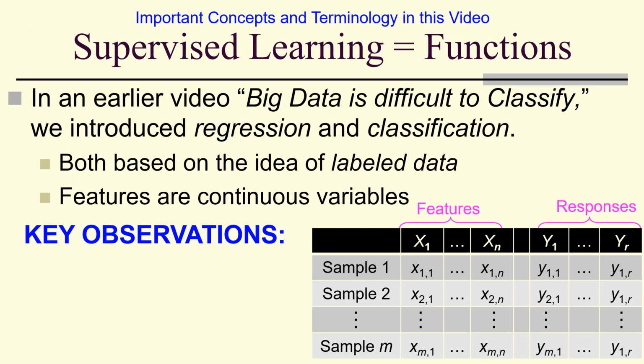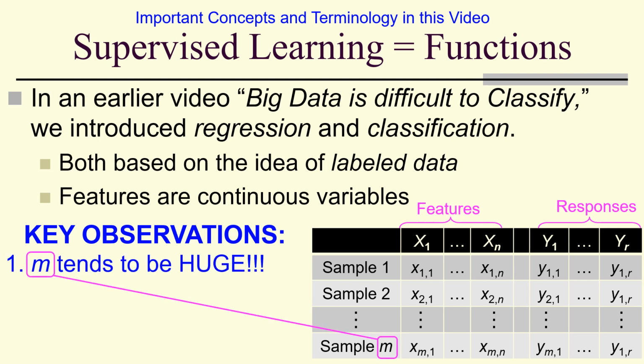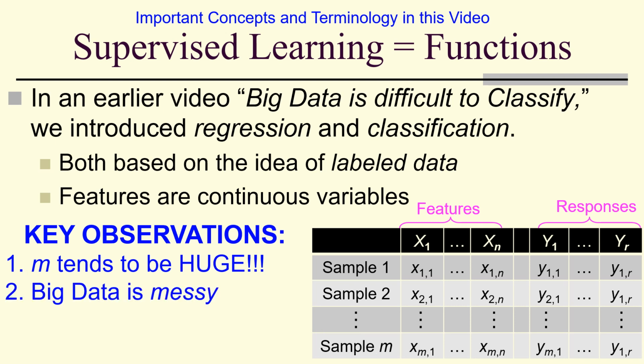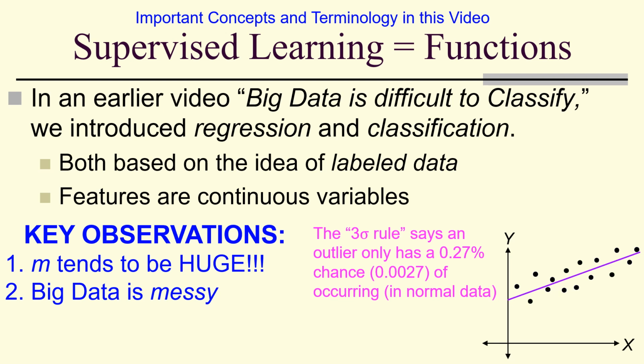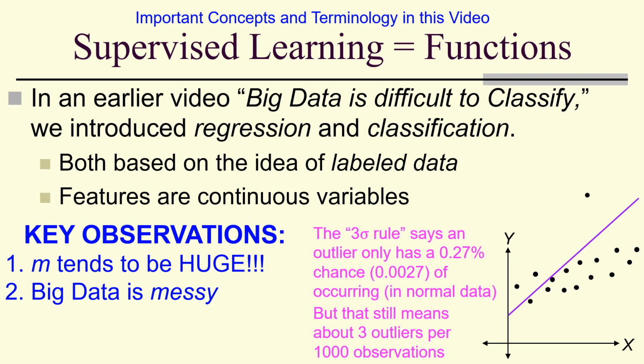So here are some key observations. M tends to be huge. That's the number of samples. Big data is messy. For example, the 3 sigma rule says that an outlier only has a 0.27% chance of occurring. But that still means about 3 outliers per 1,000 observations. And a single outlier can really change the least squares line of best fit.